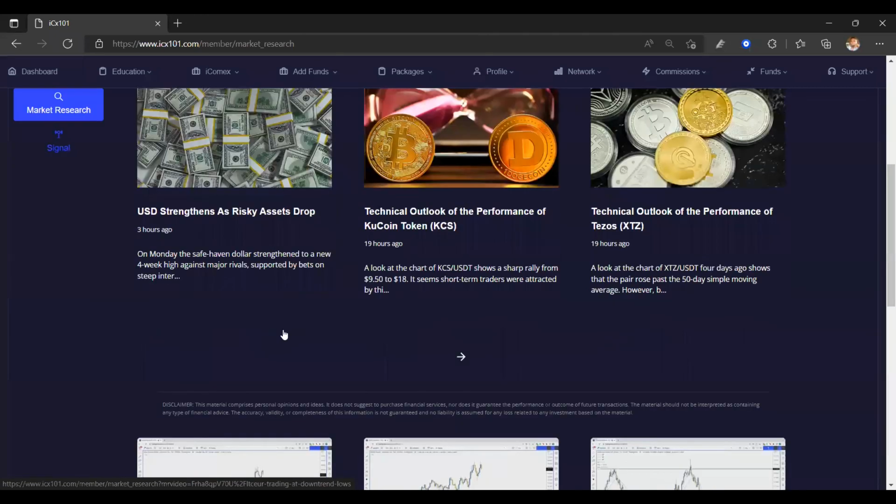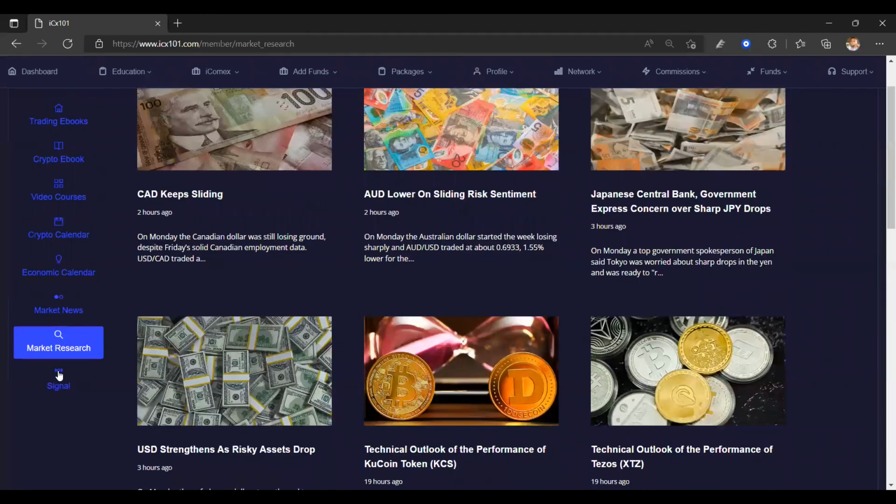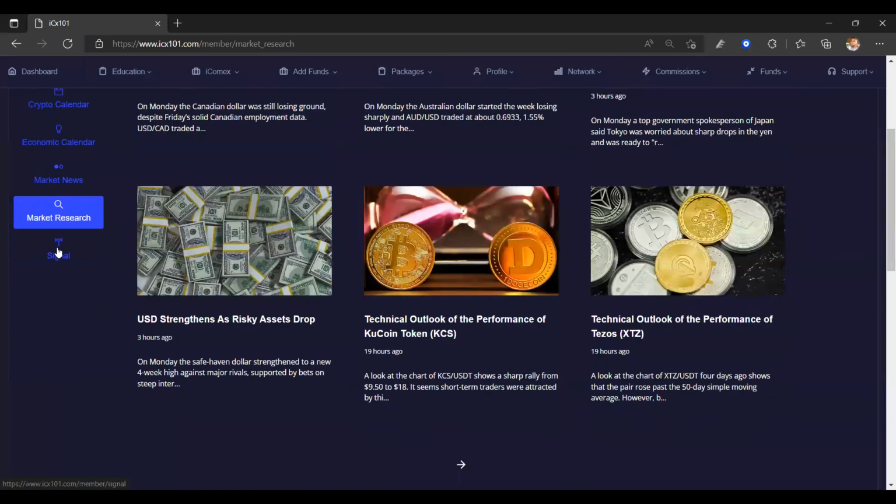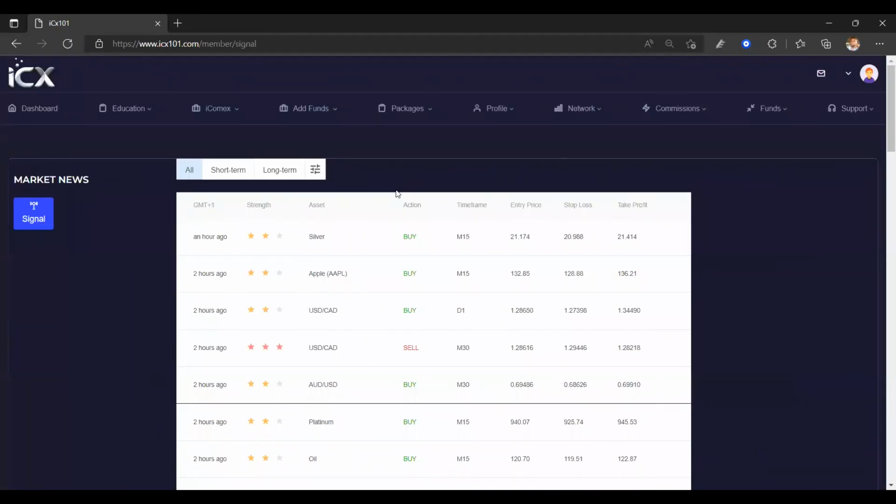All right, so guys, we have something at hand. All right, then we have the signal there. Now, when you have all this information, it helps you to back test the signal. They give signals from all aspects.